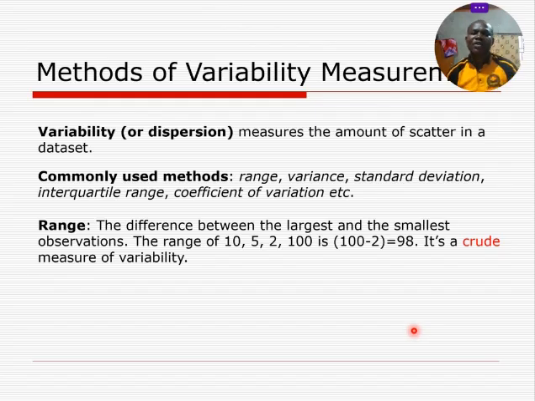Now again, we talk about measuring variability in the data set. How do we measure variability in the data set? The commonly used methods are the range, variance, standard deviation, interquartile range, and coefficient of variation. The range is the difference between the largest and the smallest observation within our data set. So when you have a data set like the one on the slide, you pick the highest value, subtract the smallest value from it, and then you get your range. But it's important to quickly state that, although the range is a measure of variability, more often the range is not used to measure variability in a data set.